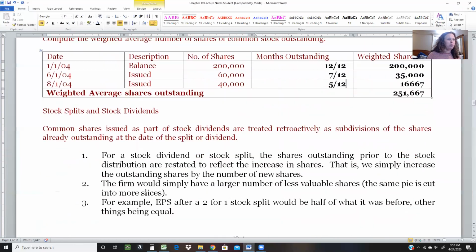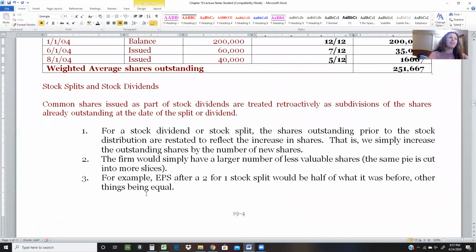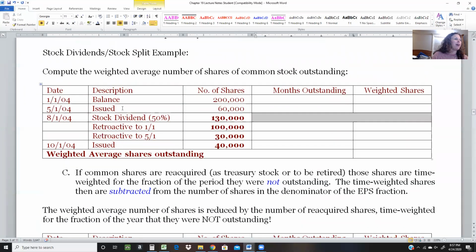Okay, so stock splits and stock dividends. A stock split and a stock dividend will both be called retroactive, meaning that you assume they've been outstanding the entire year. Even if you do a stock dividend or a stock split at the end of the year, like if you do it on December 15th, doesn't matter. You pretend that it's outstanding for the entire year. So let's go ahead and do an example.